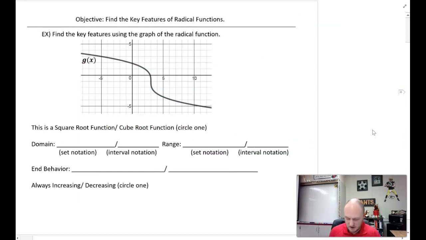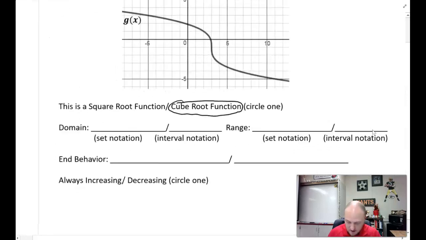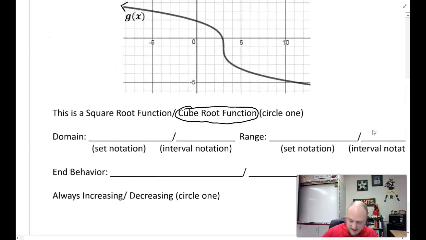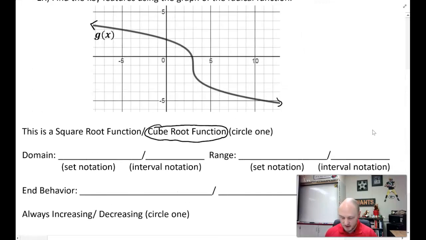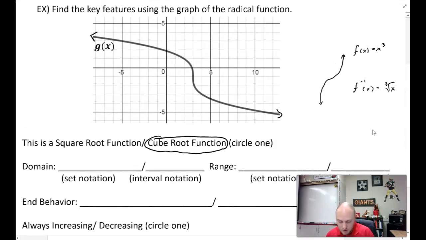Second example of a cube root function. How do I know it's a cube root function? Well, it has double end behaviors. And it looks like this sideways squiggly line. And that shouldn't be surprising. This is the inverse of a cubic function. Here's f of x equals x cubed. We graphed these earlier in the year. This is the inverse of a cubic function. F inverse equals the cube root of x. So this is what we're looking at. And we'll graph these later on in the unit.